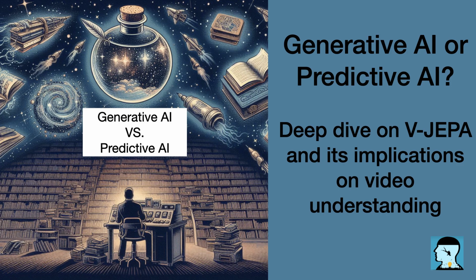V-JEPA leverages time information to enhance its video prediction capabilities through the incorporation of temporal masking and a temporal stride. Temporal masking involves randomly masking out specific time steps within a video clip during the pre-training process. This forces the model to learn to predict the masked frames based on the context of the unmasked frames, fostering an understanding of temporal relationships and dependencies.